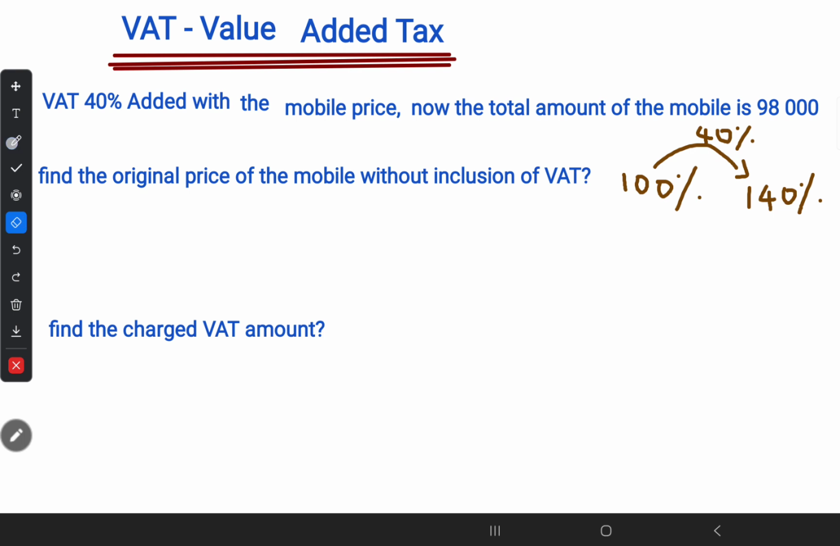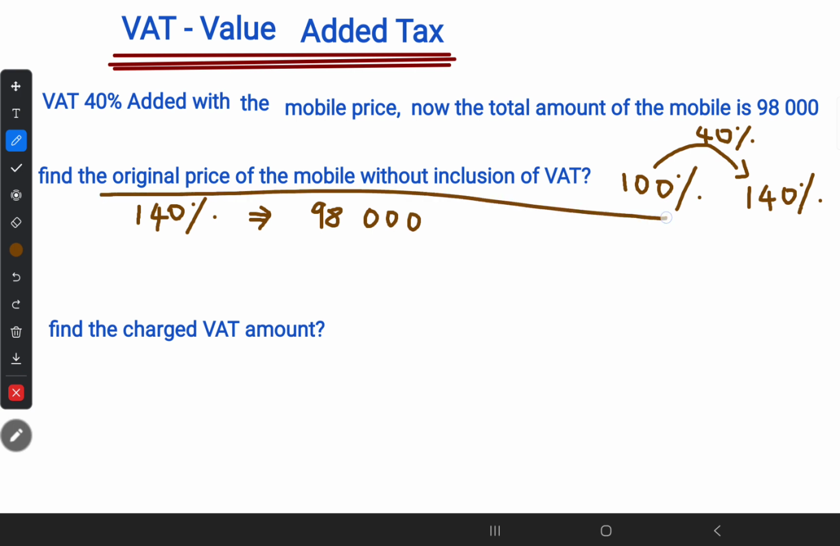This is the original price with inclusion of 40 percentage of VAT. Now the mobile price became 140 percentage. So when we convert that to amount, the total amount of the mobile price, that means the original price of the mobile and tax both together, 140 percentage, is now 98,000. The 140 percentage is denoted in amount by 98,000 rupees. So you need to find the original price of the mobile without VAT, that means only the 100 percentage. You need to find the 100 percentage. How much? I'll mark it as x.